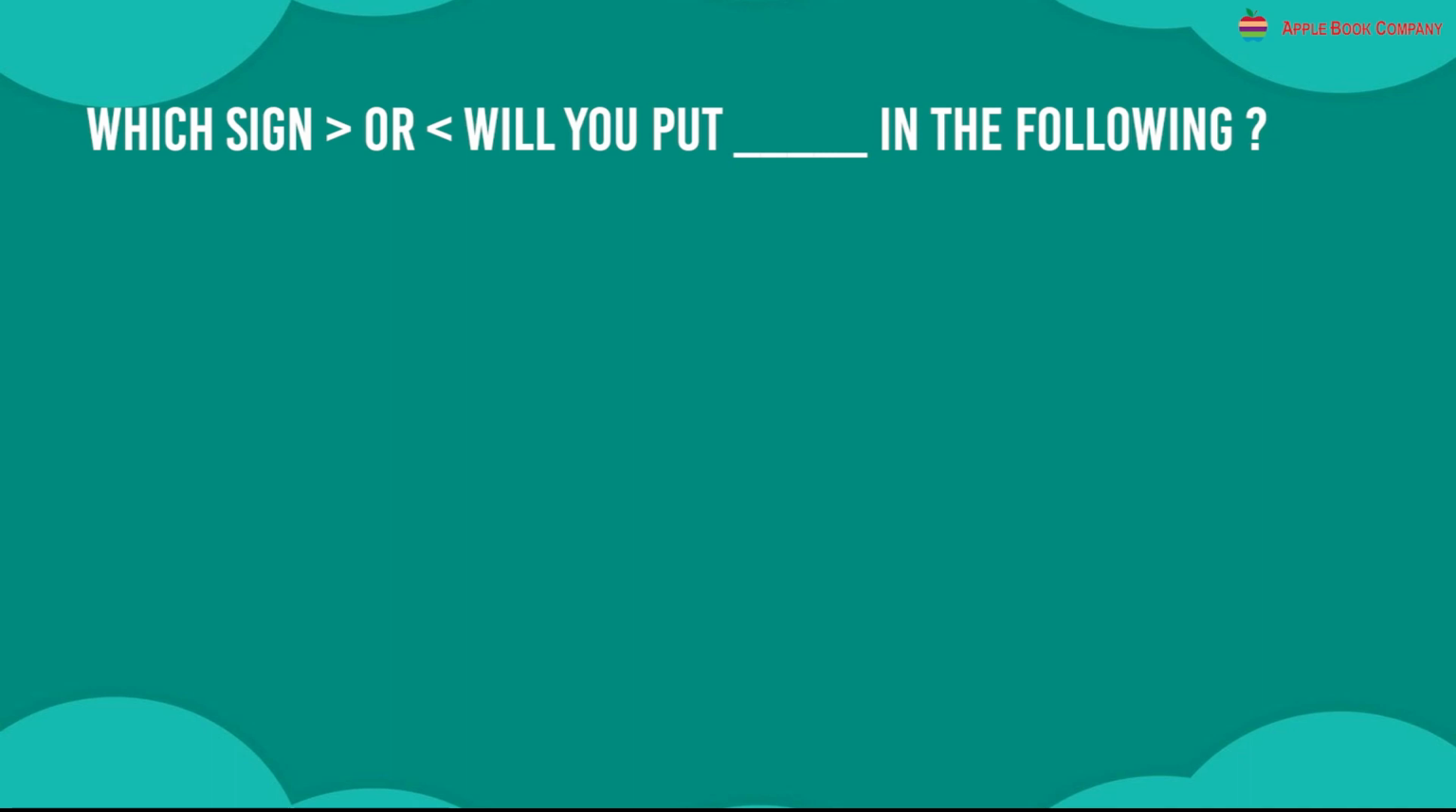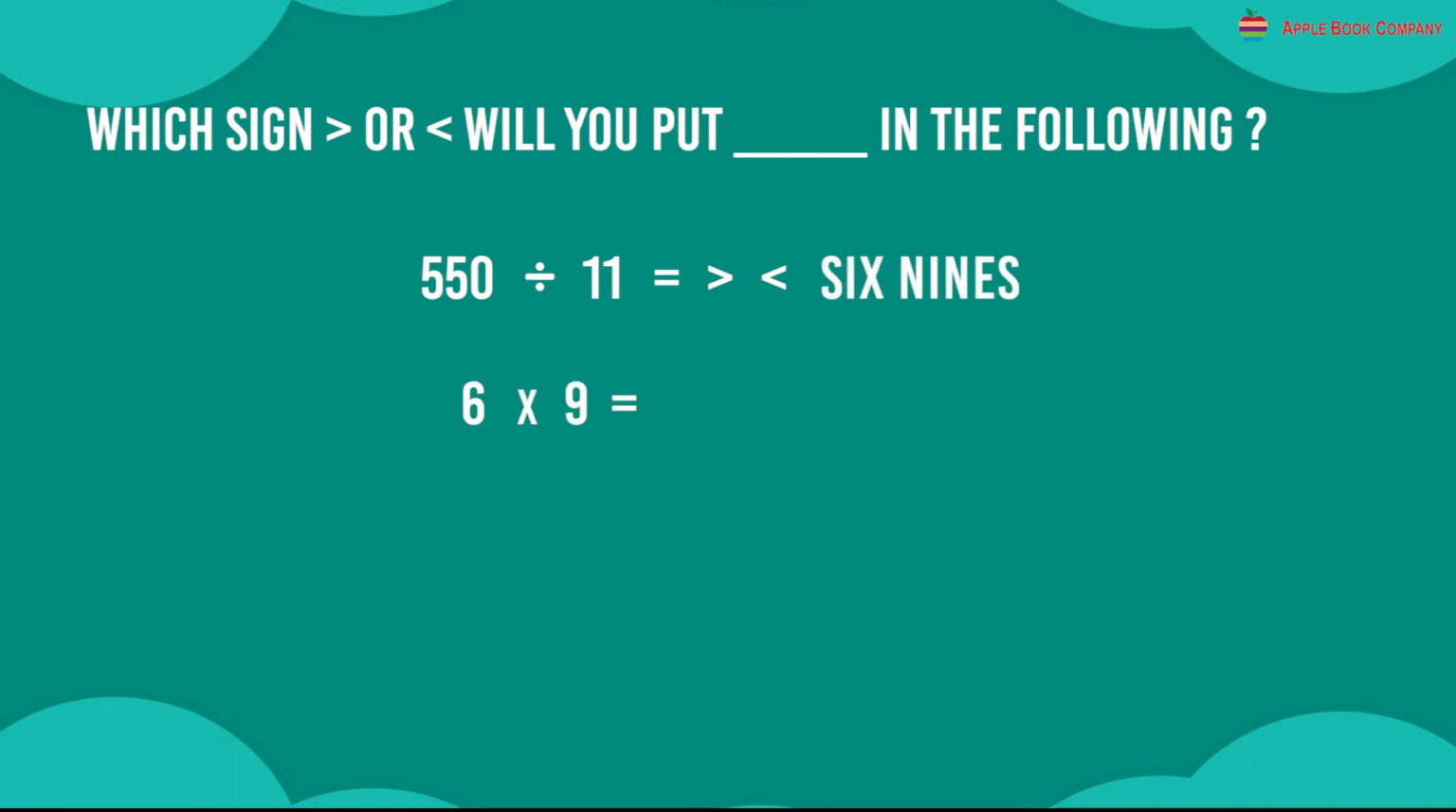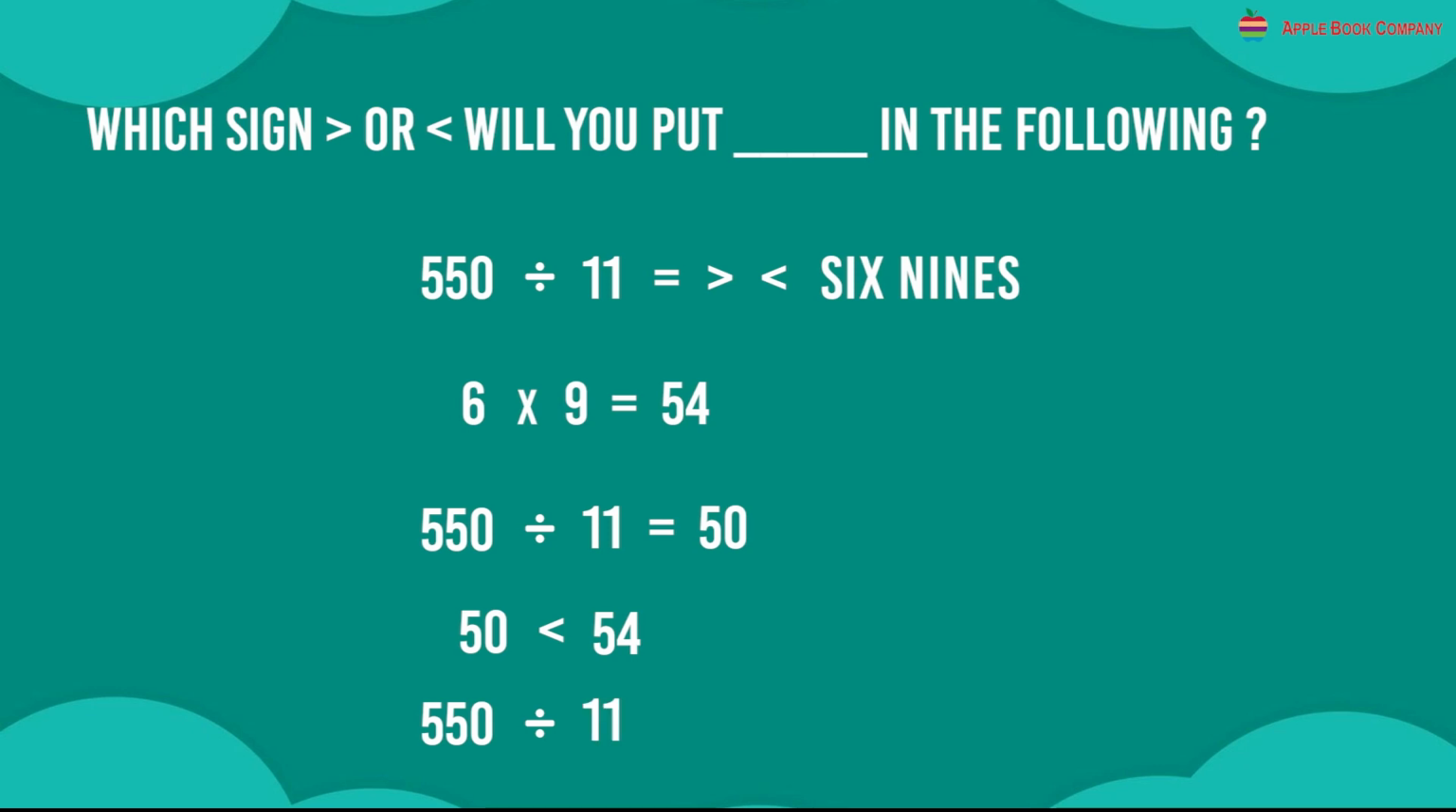Which sign, greater than or less than, will you put in the following? 550 divided by 11, greater than or less than 6 nines. 6 nines means 6 multiplied by 9, which is 54. Let's do 550 divided by 11 is 50. Therefore, 50 is less than 54. That means 550 divided by 11 is less than 6 nines.